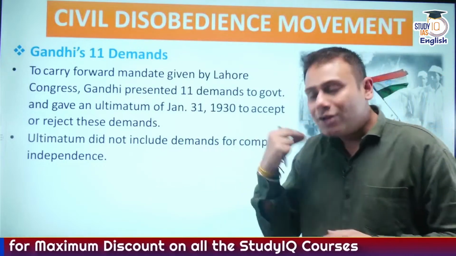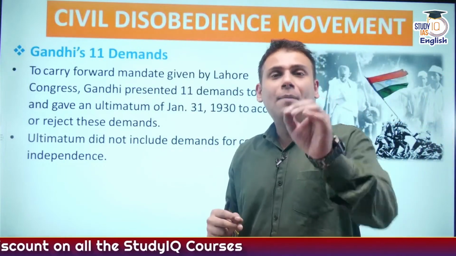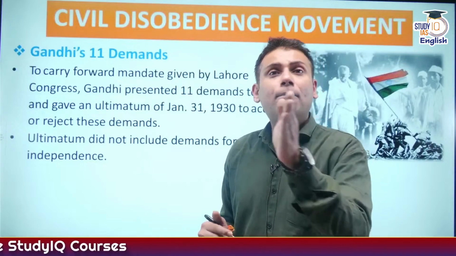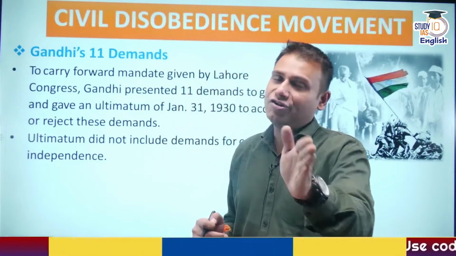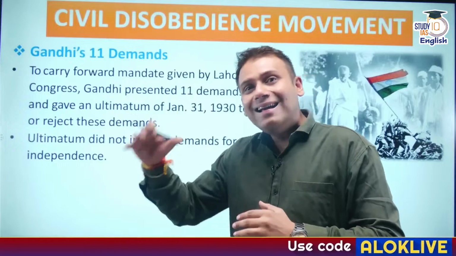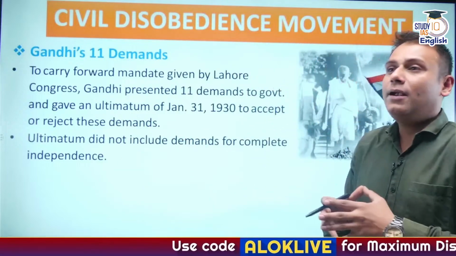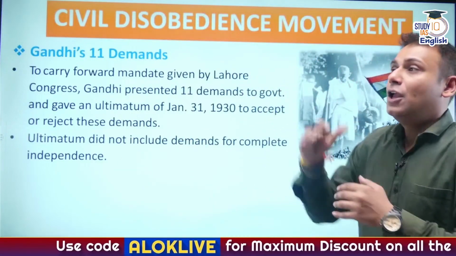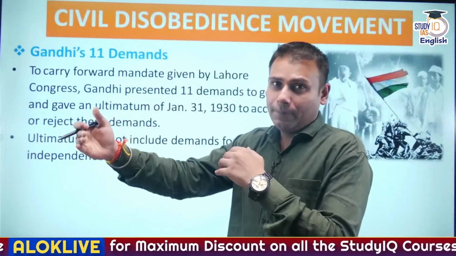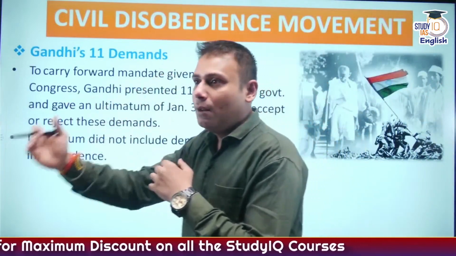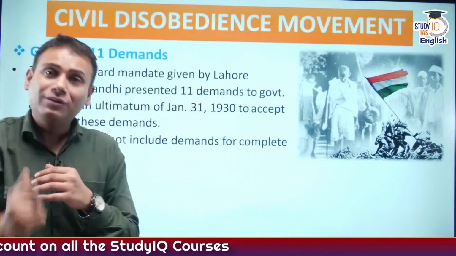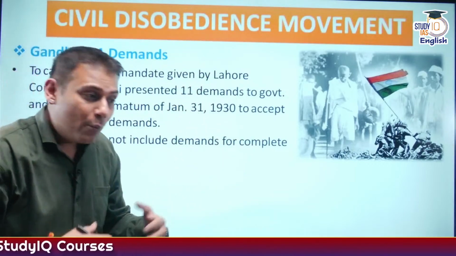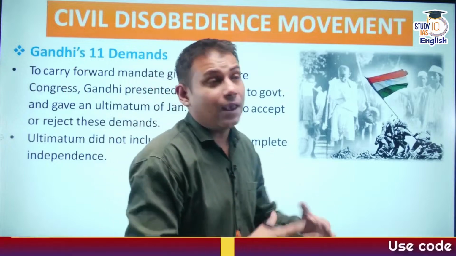Similarly, Mahatma Gandhi did not directly launch the civil disobedience movement. Before launching it, Mahatma Gandhi gave an 11-point ultimatum to the Britishers. Now, ultimatum basically means what? Ultimatum basically means that this is the time limit, and before this time limit you have to look into these demands. Otherwise, I will start a movement on a massive scale in the country.